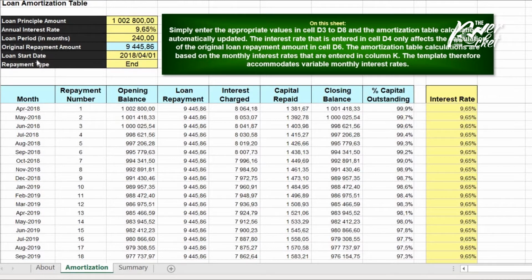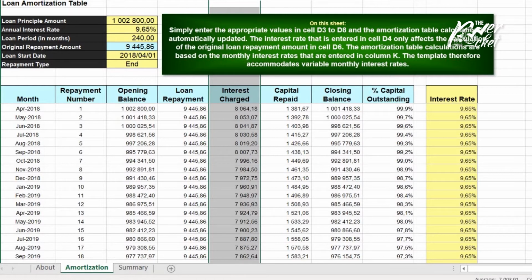It gives you a loan start date, and the repayment type is end. What this means is that the repayment is paid at the end of the month, so it's paid in arrears and not in advance. This start date is fine with me. It says April 2018, which is not when my loan started, but that's not what is important. What is important is this column right here.